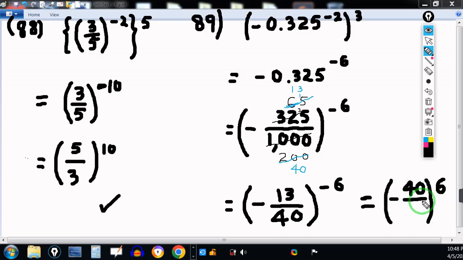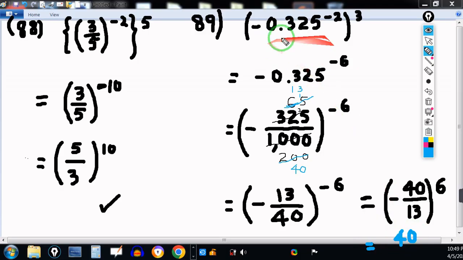This will be over 13. And then here the power 6 is even power. Negative, negative, negative, negative, negative, negative will become positive. So you will finally have to write, I'm changing color, I'm going into the black region there. So the answer will actually be equals to 40 over 13.